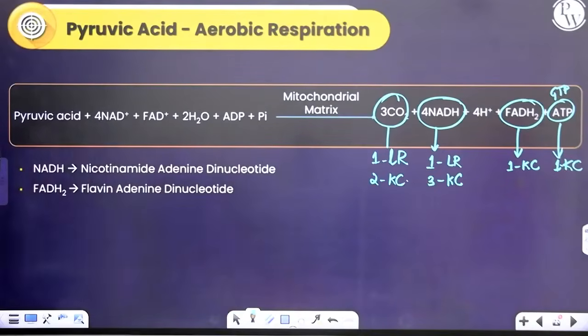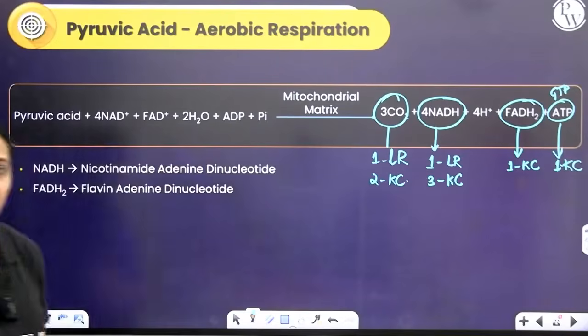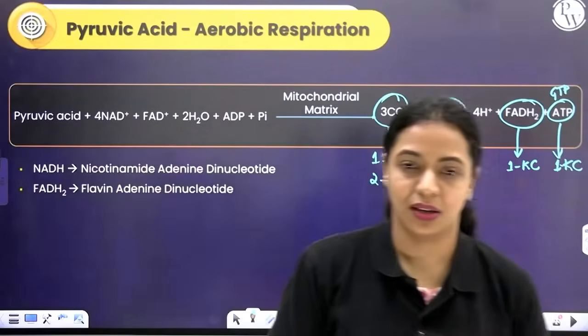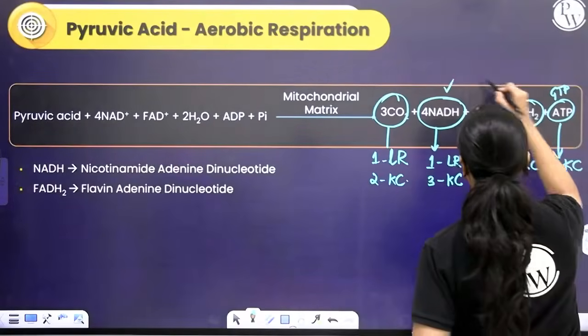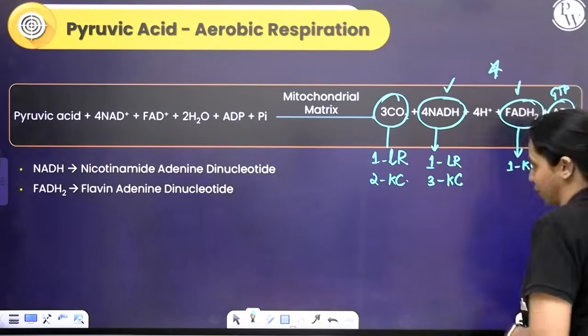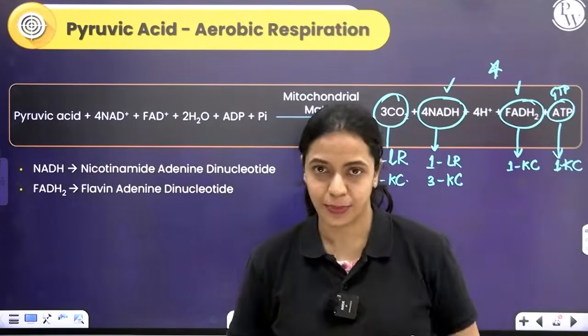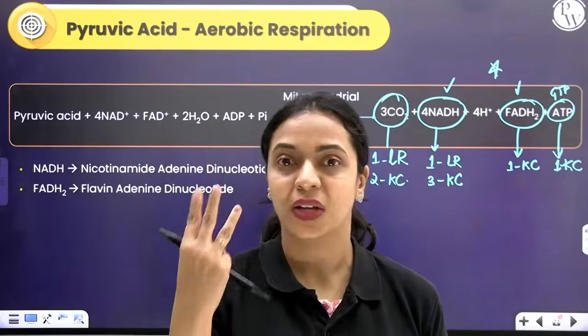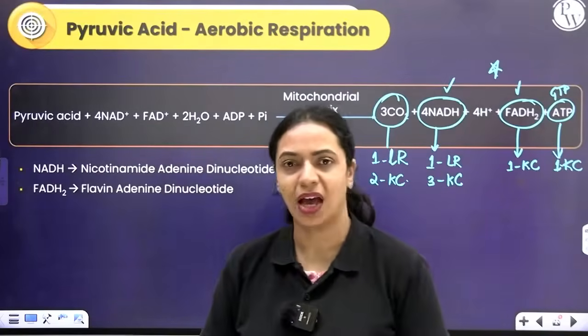So yeah, this is basically what we get at the end of aerobic respiration. I told you how NADH and FADH2 are high energy molecules. They will give us ATP. NADH will give 3 ATP, FADH2 will give 2 ATP. How exactly does that happen?